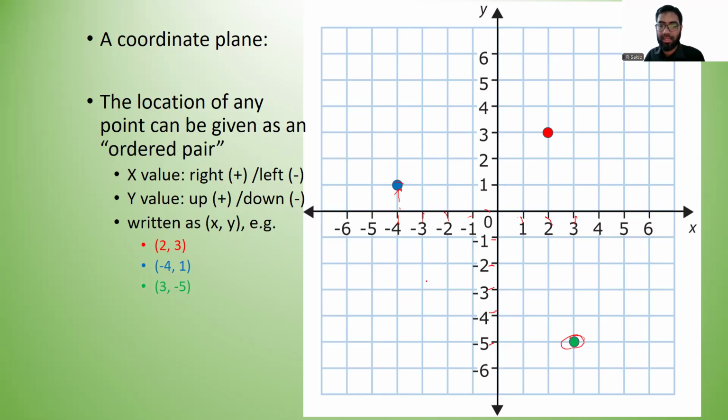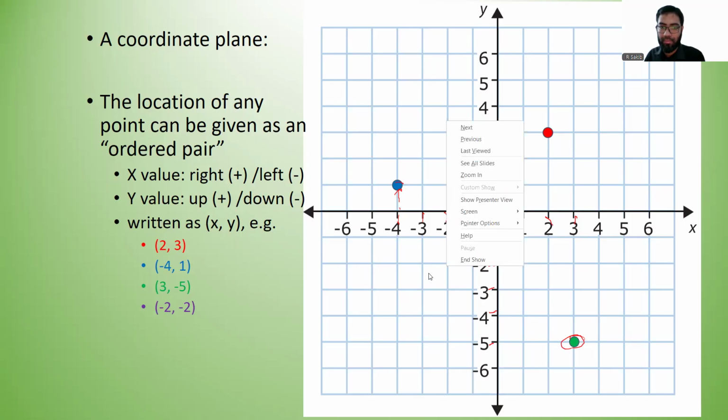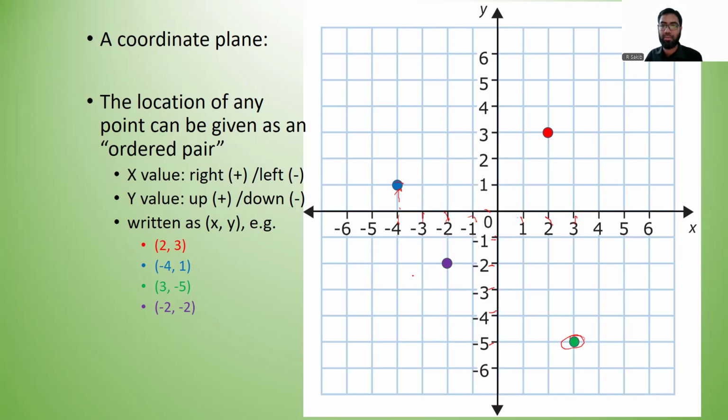Okay, next, minus 2 and minus 2. Let me just solve it for you. So minus 2 and minus 2 will be minus 1 and minus 2 here to the left, and again downwards, minus 1 and minus 2. So this will be my point, minus 2 and minus 2.